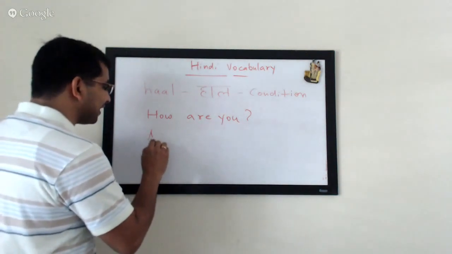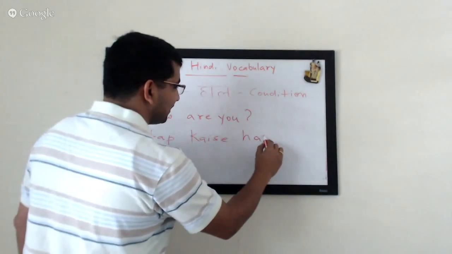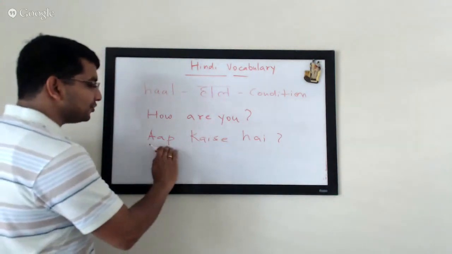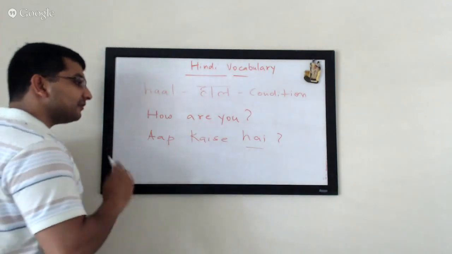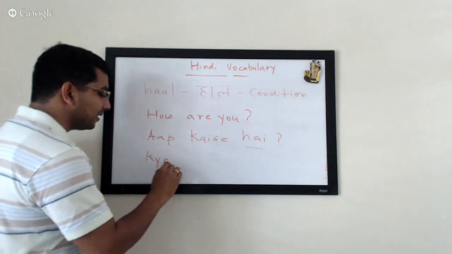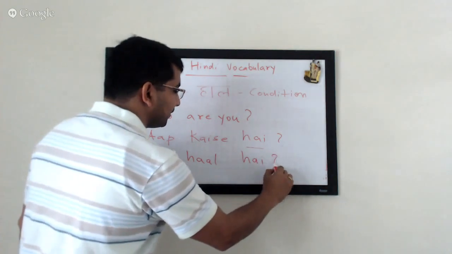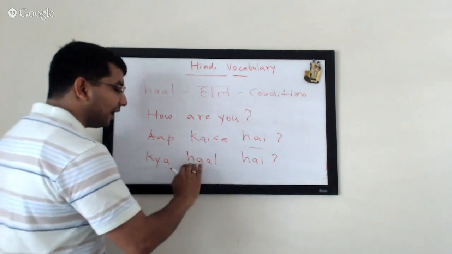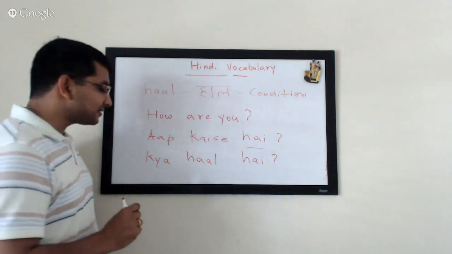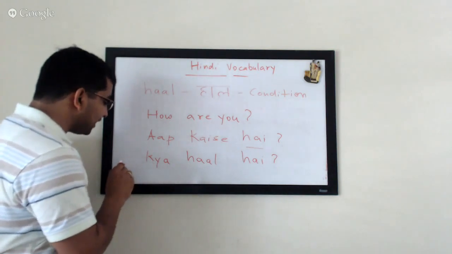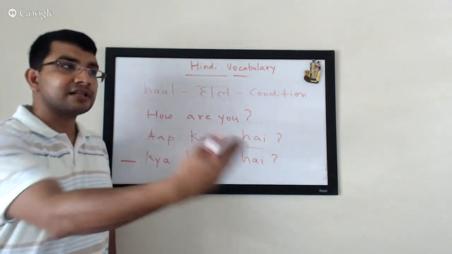What I have taught in the class is आप कैसे हैं? How are you? Right? Aap is you, kaise is how, and hai is basically is. Other variation is क्या हाल है? क्या is what, हाल is condition, है is. What's your condition? That's exactly what you're asking when you're asking someone. So when you say kya hal hai, you're not specifying a pronoun. It's basically implicit. It's implied that you're asking someone kya hal hai.